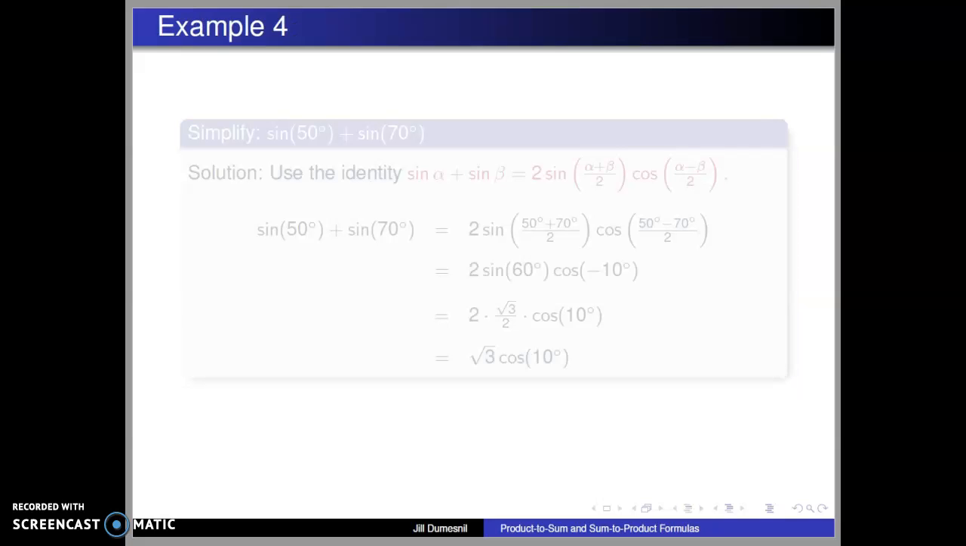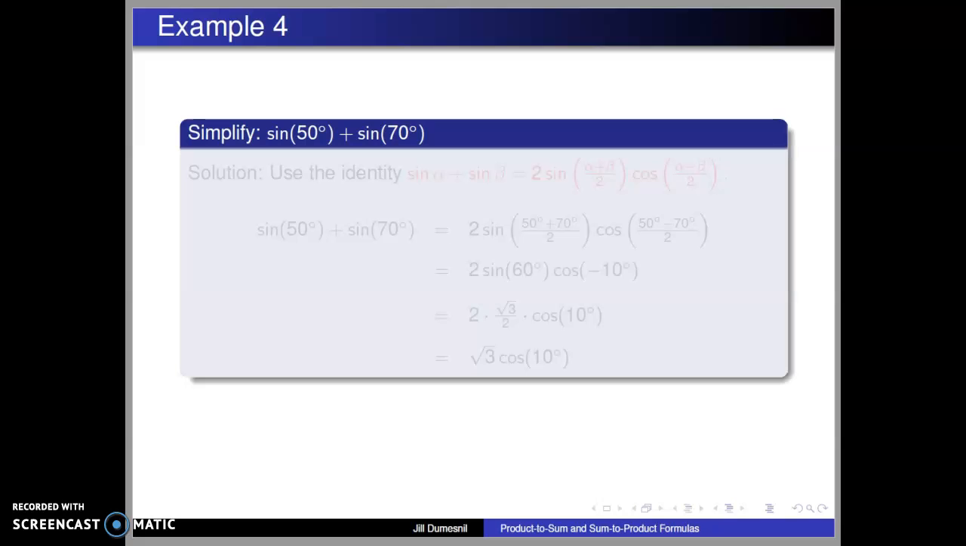Now we'll consider 3 more examples, this time illustrating the product to sum formulas. First, simplify sine of 50 degrees plus sine of 70 degrees. We have an expression with two angles, neither of which is a special value angle. What does it mean to simplify this expression? We could either rewrite it as an equivalent expression with only special value angles, or perhaps only one non-special value angle. Sometimes we just have to try a variety of solutions before determining which one is best.